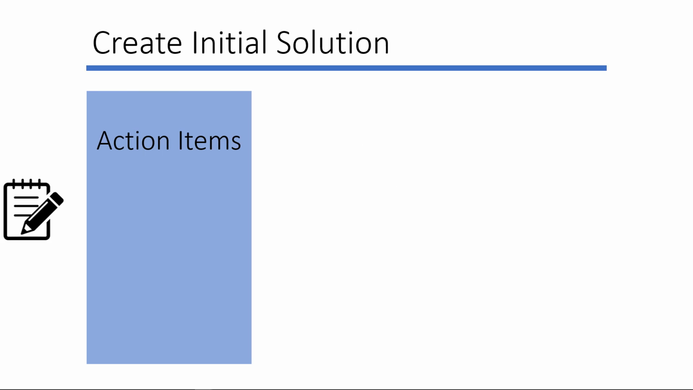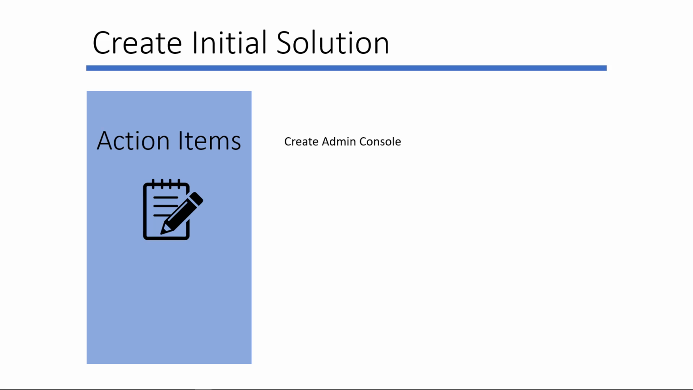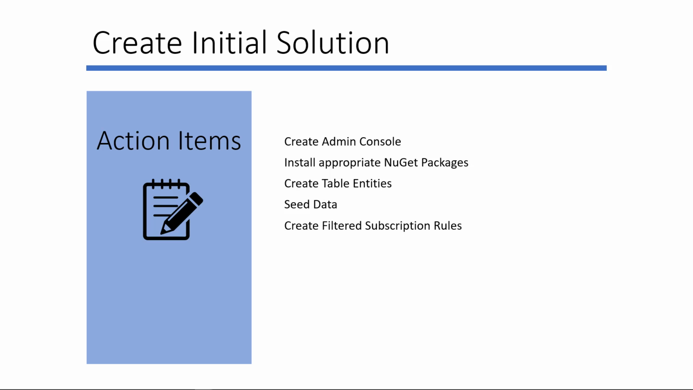In this section, we will create the initial solution in Visual Studio. Our first project will be an admin console app that we will use in order to populate certain data and create our filter subscription rules. In order to accomplish that, we will need to install a few NuGet packages that will allow us to interact with Azure Storage and Service Bus. We will create classes which we will name table entities in order to populate them with data and insert the data in Azure Tables. We'll then run the console app and seed the data. And then finally, we'll create filter subscription rules and run the console app once again so that those filter subscription rules are created on the Service Bus.